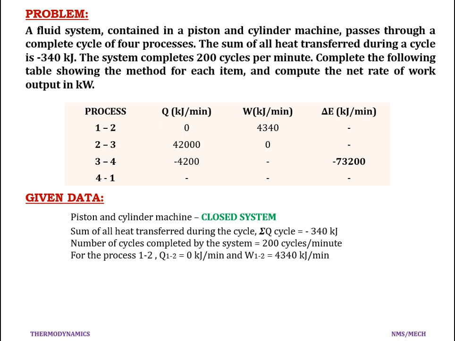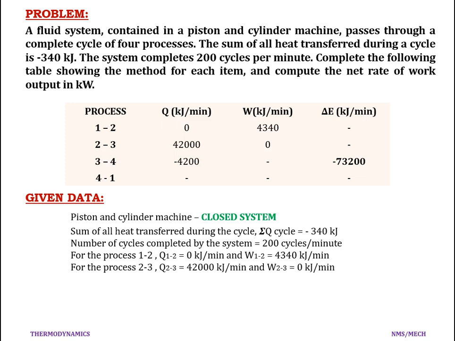In the given table, for the process 1 to 2, the heat transfer value Q is given. Therefore, it should be written as Q 1 to 2. The suffix 1 to 2 represents the process name. The Q value is given as 0 kilojoule per minute, and the work done value is given as 4340 kilojoule per minute. But the change in internal energy, delta E value, is missing, so it is to be calculated.